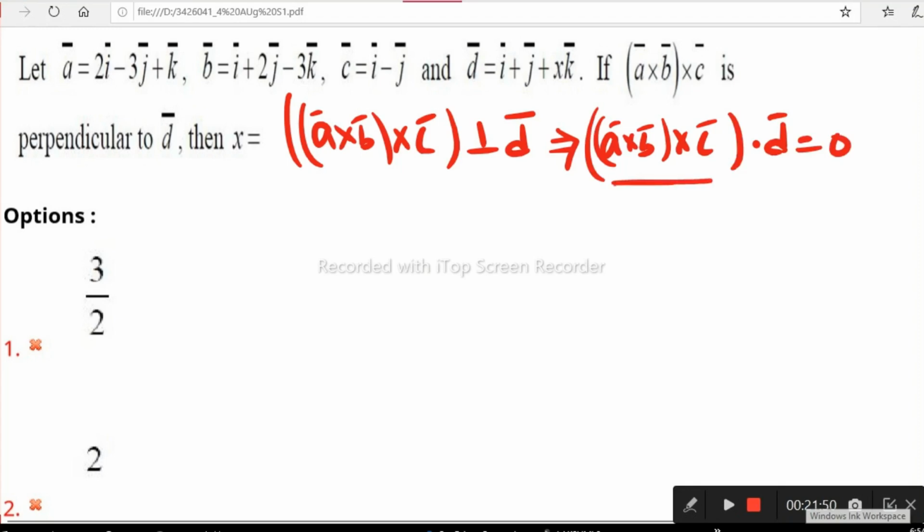This is called the vector triple product. What is its formula? We have to know this formula. In the dot product, the second-last vector C with the first vector A, that is C dot A, we take C dot A into the middle vector B, minus the dot product of the last two vectors, that is C dot B into A. This is the expansion of A cross B cross C.